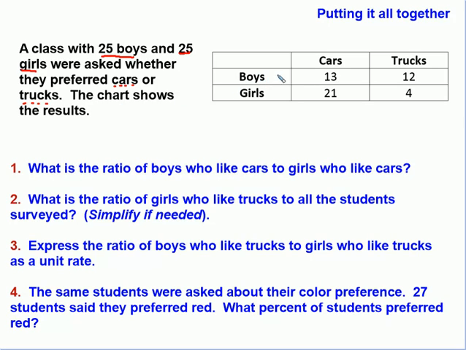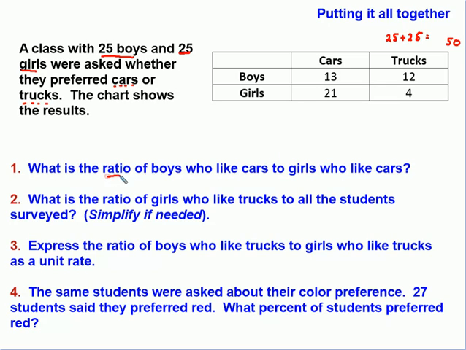Here we have it. Boys: 13 boys preferred cars, 12 boys preferred trucks. That equals 25. Girls: 21 girls preferred cars, and 4 girls preferred trucks. So we have a total of 50 students, right? We add those together, 25 boys and 25 girls, and that gives us a total of 50. So let's begin with the first problem here.